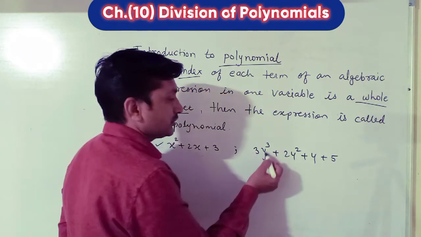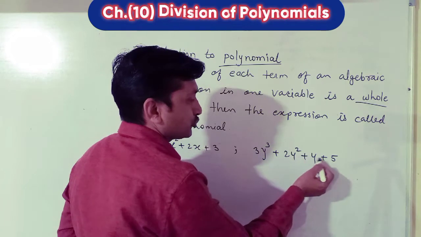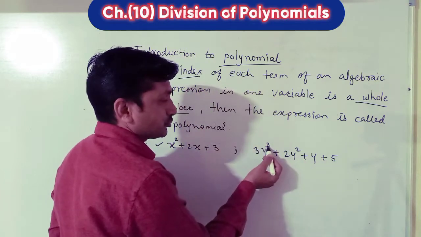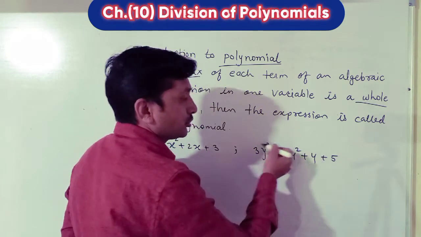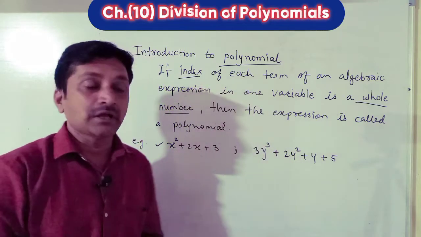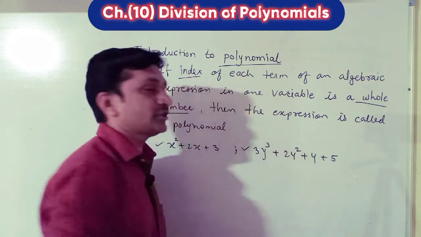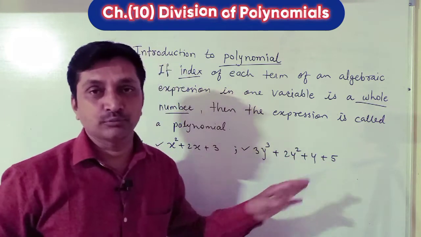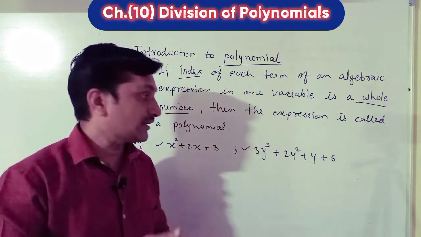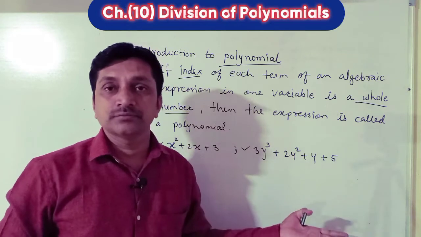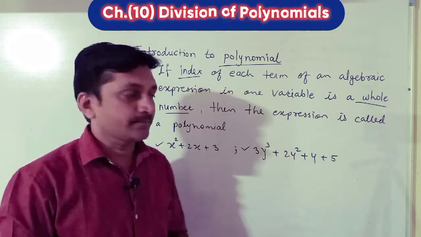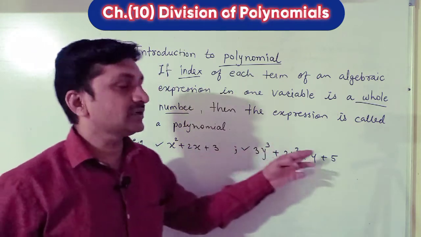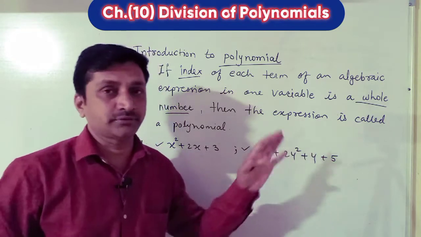Here you see 3y cube plus 2y square plus 4y plus 5. See the indices 3, 2, 1, 0. All indices are whole numbers. That's why this is also a polynomial. And the type we call polynomial because it has more than three terms. Monomial, binomial, trinomial, and more than that we call in general polynomial. But the condition is that all the indices should be whole numbers.